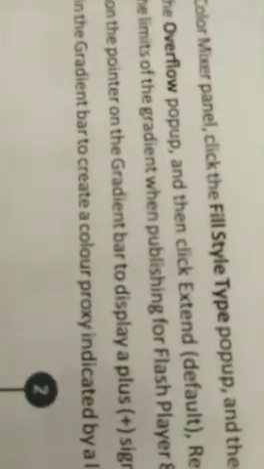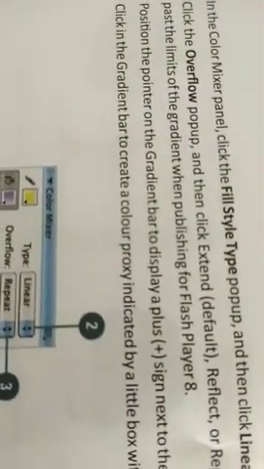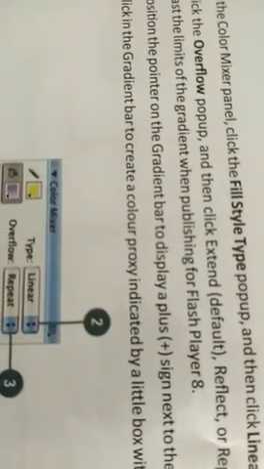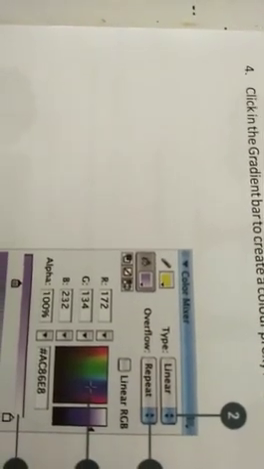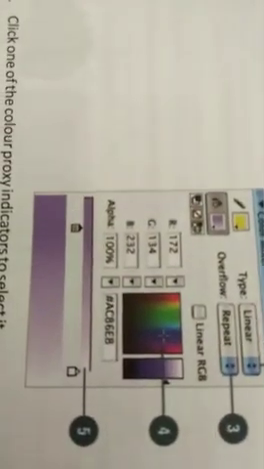Position the pointer on the gradient bar to display a plus sign next to the pointer. Click on the gradient bar to create a color proxy, indicated by a little box with a triangle on the top. The three colors are RGB: R for red, G for green, B for blue. It means we are creating a color which is mixed using these three colors.